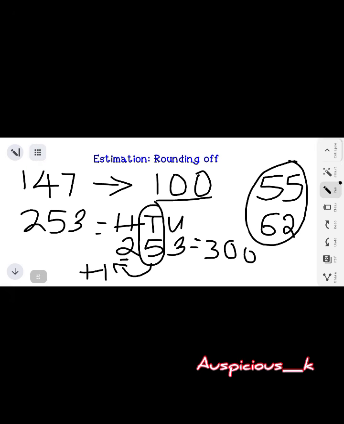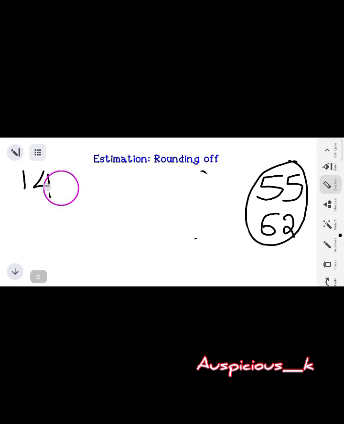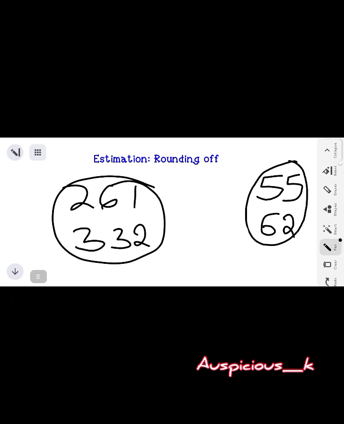I hope you understand this. Okay, if you understand, which I know you do, you are going to quickly do 2 for me before I give you your task. Okay, we are going to quickly round off 261 to the nearest 100 and 332. Do it quickly and show me you're smart. Comment your answer in the comments.